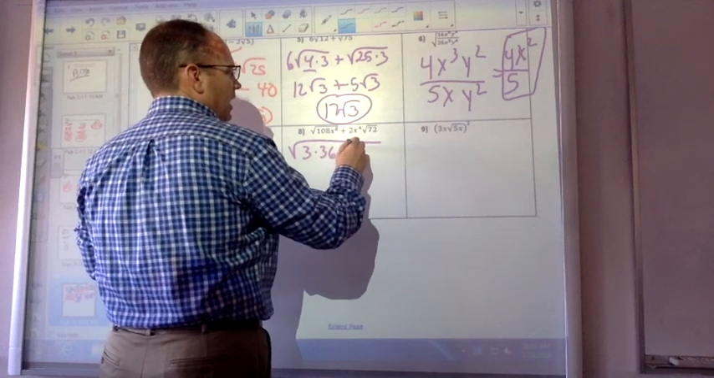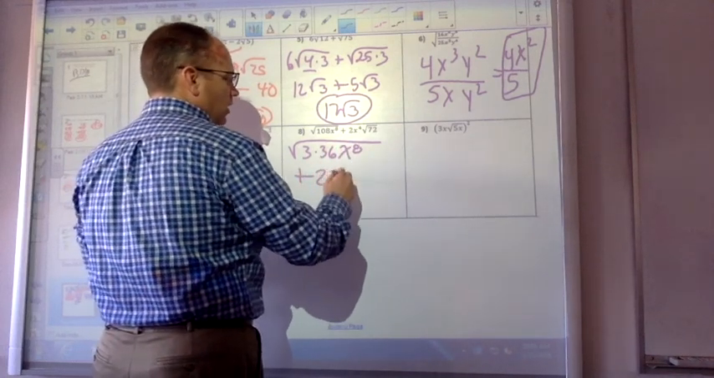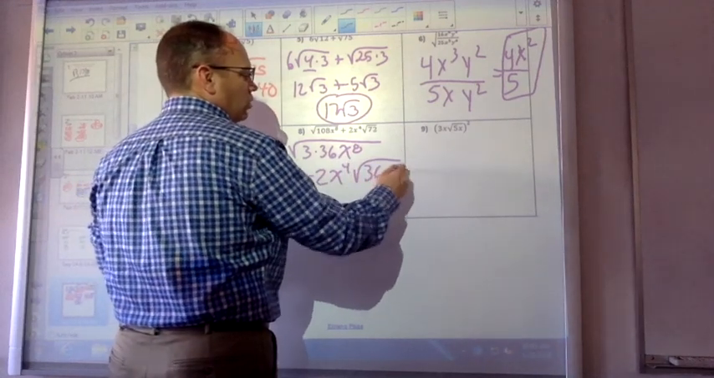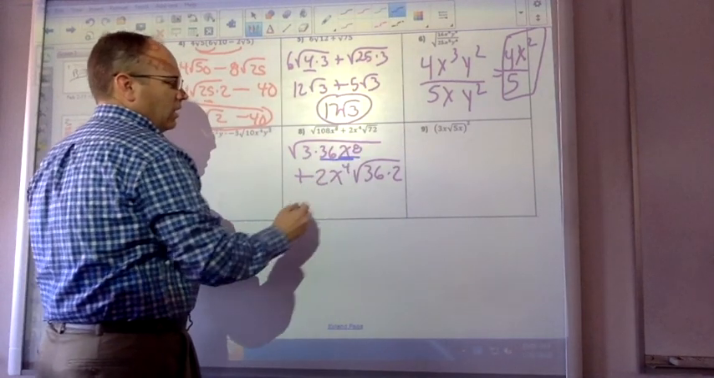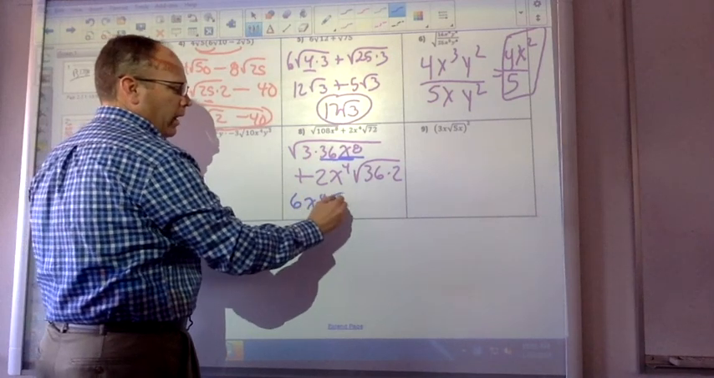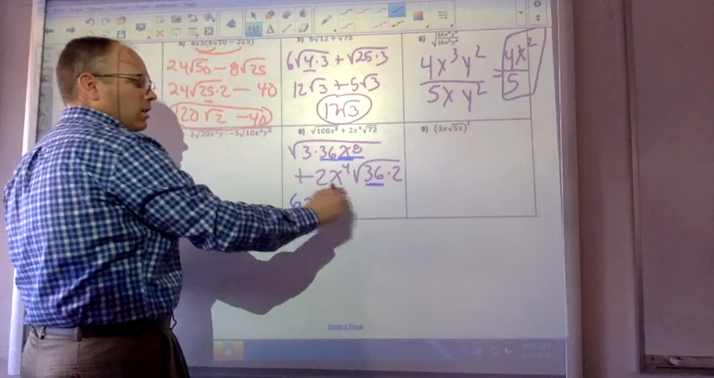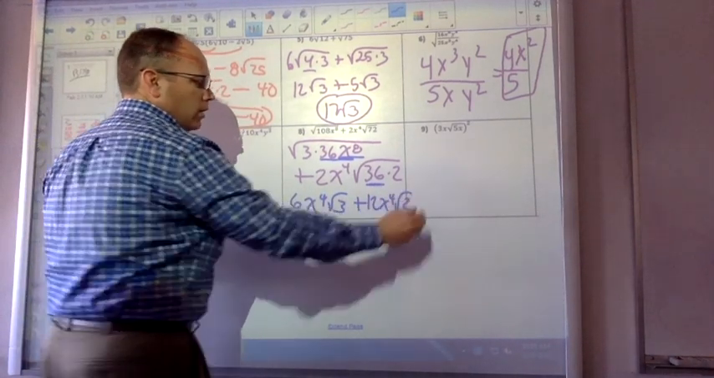And then I have x to the 8, that's a perfect square. And then down here I have plus 2x to the 4th. 72 breaks down to 36 times 2. Square root of that is going to give me 6x to the 4th, and then I'm left with root 3. And then square root of that, that's 6, 12, x to the 4th, root 2.